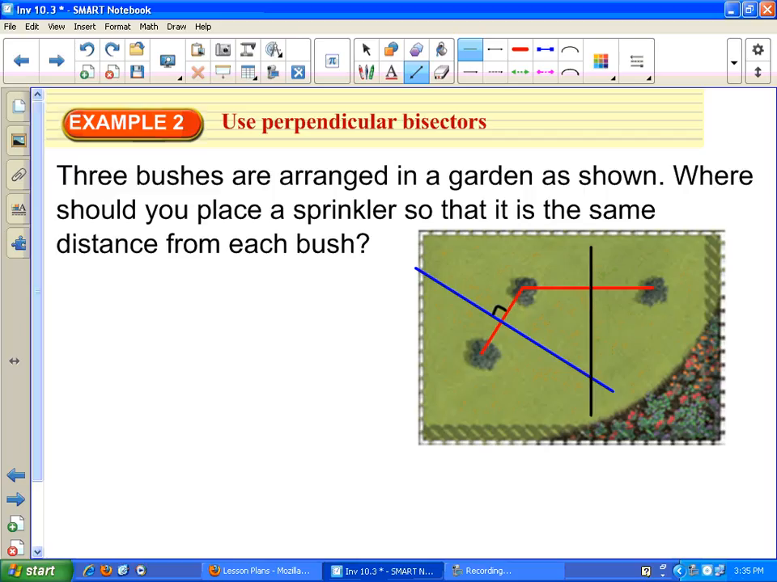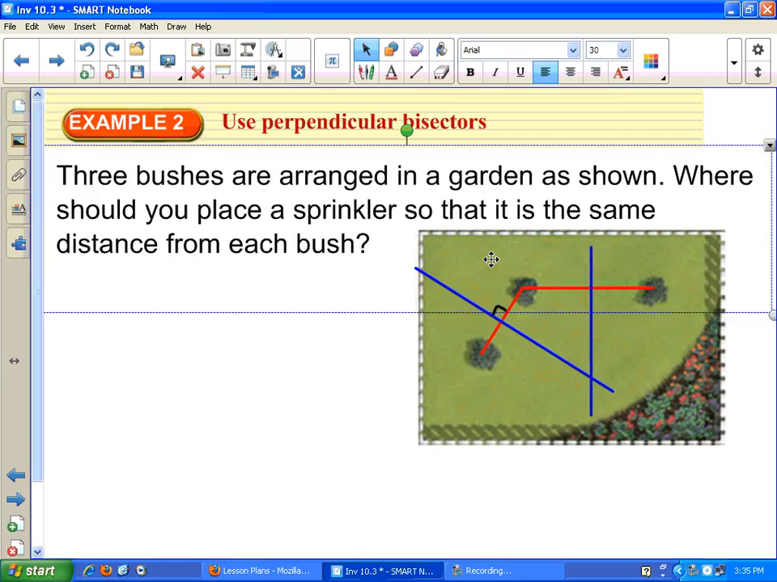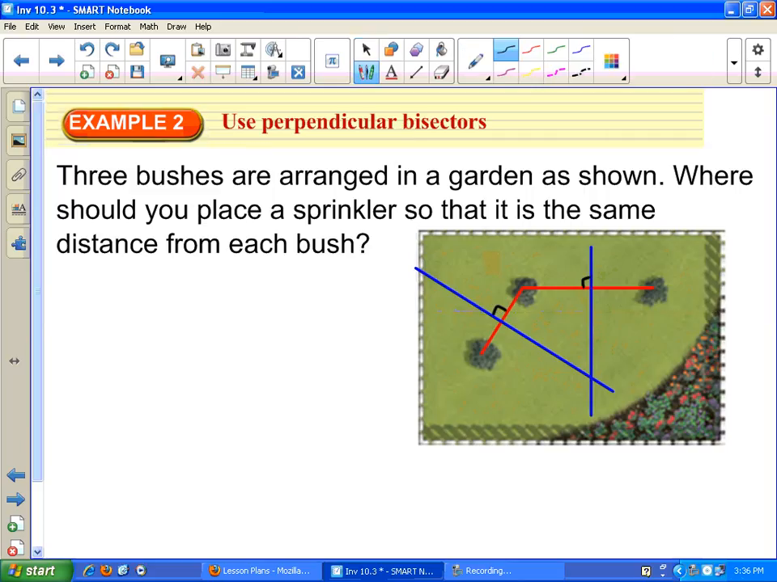Change that color and make it a little bit easier to see. And again, perpendicular bisectors should be 90 degrees, and they should be the same distance. They look pretty close on my quick measurement with my hands here.